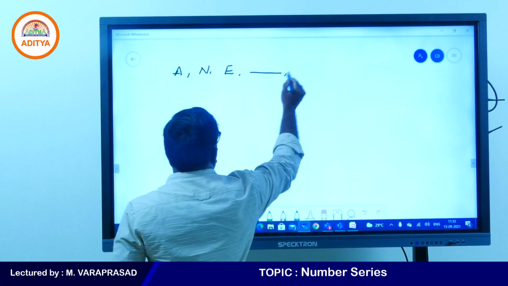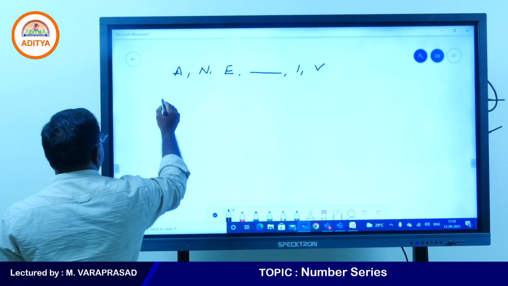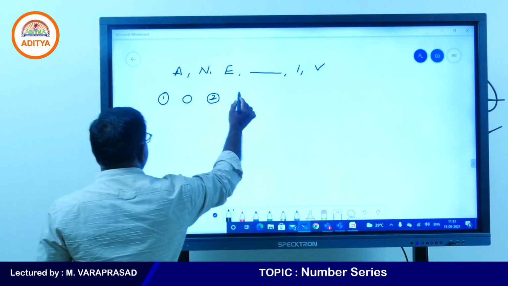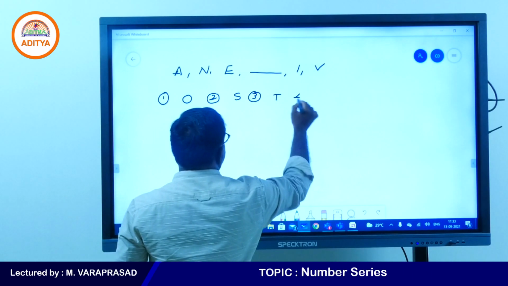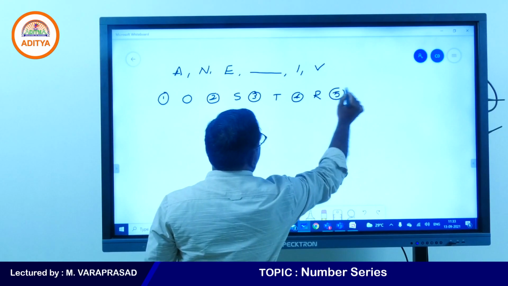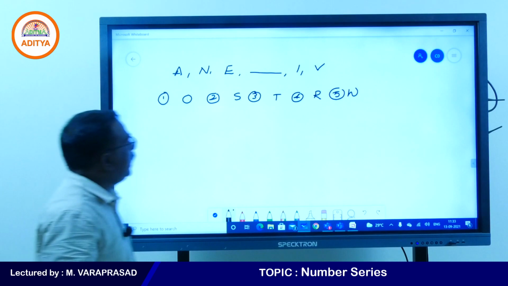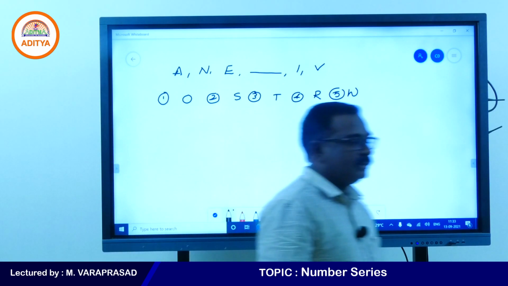A-N, E, question mark, I-V. What will you get in the place of question mark? The first option is O, the second option is yes, the third option is T, the fourth option is R and the fifth option is W. Yes, right. So what will you get in the place of question mark? A-N, E, question mark, I-V, right.